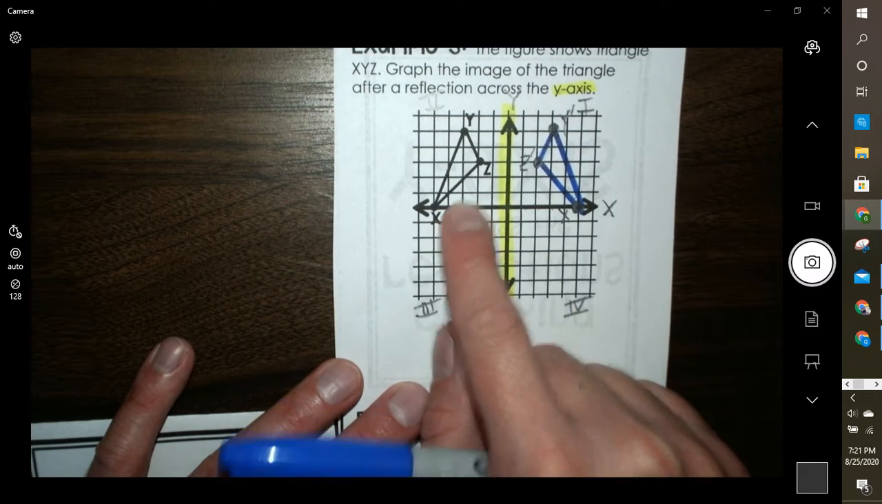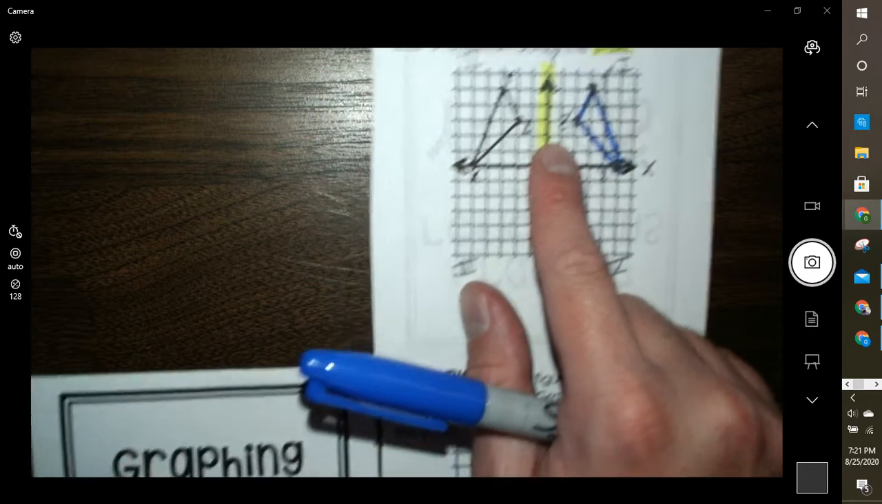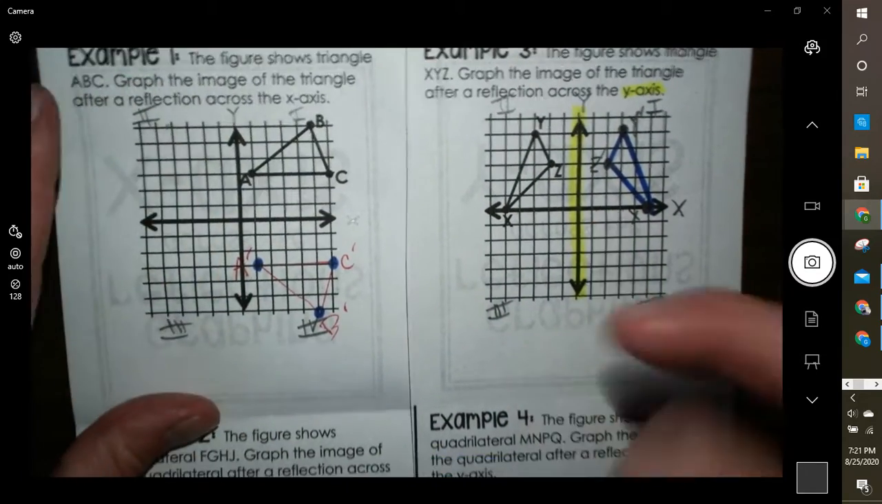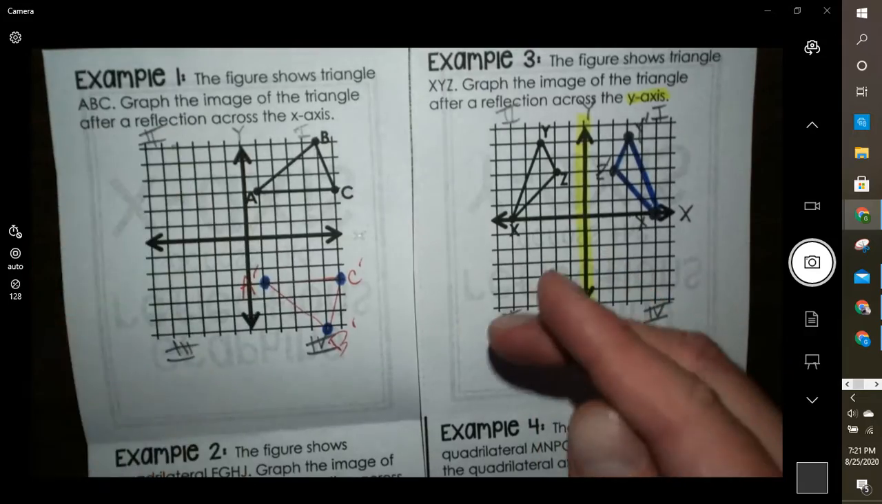This is still the bottom point. That's still the top point. So the difference here, notice on our other one, this would flip it that way. This one's flipping it left to right, where that one was flipping it up and down.